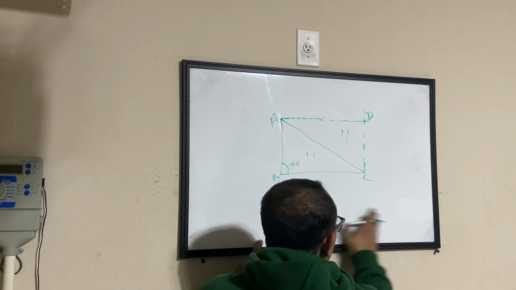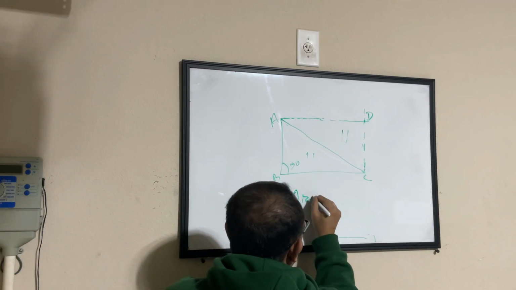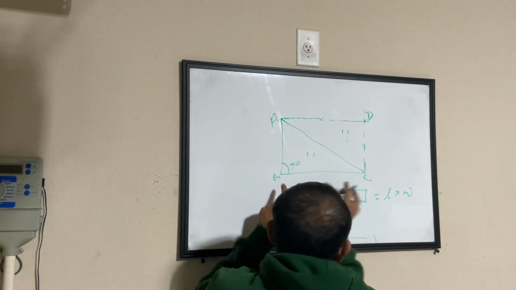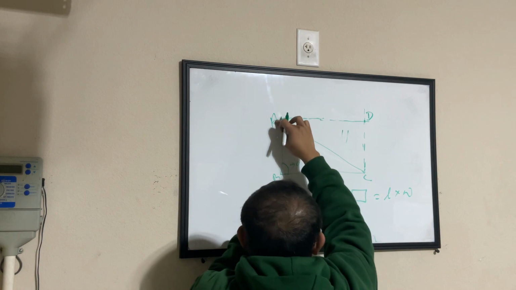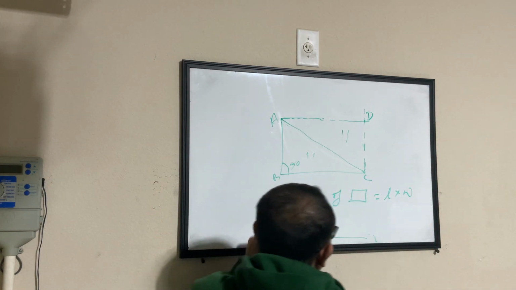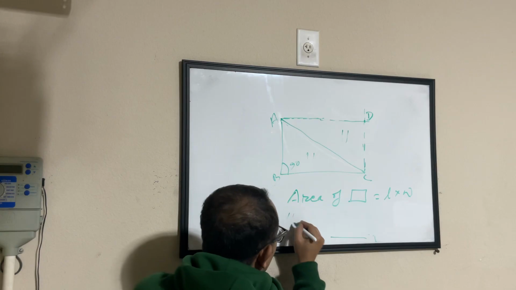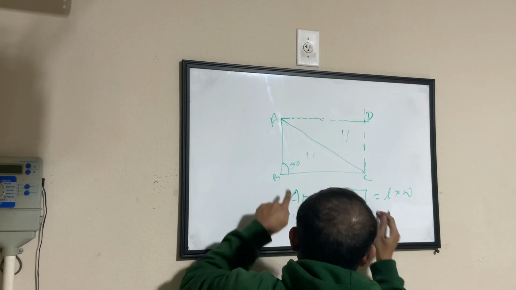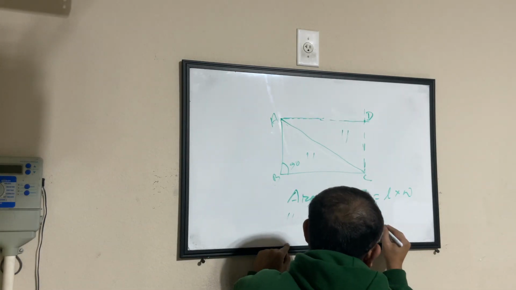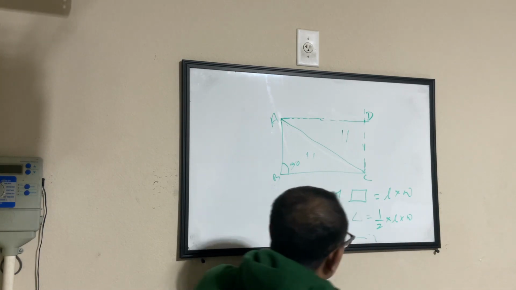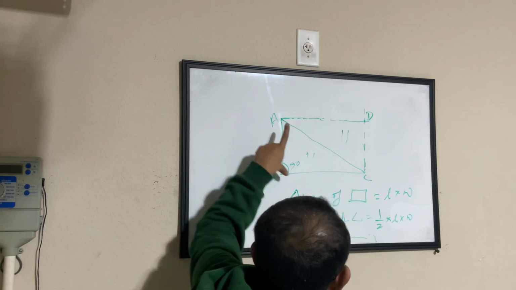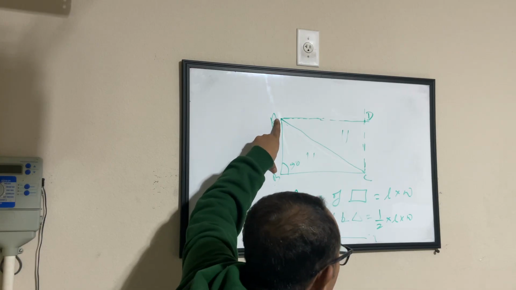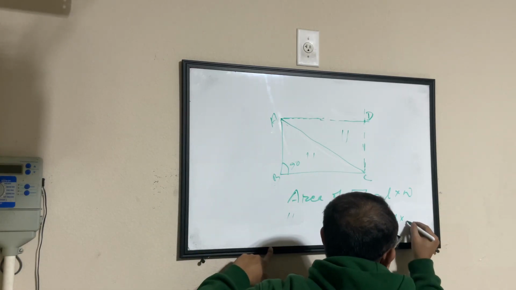So if the area of my rectangle is length into width, or if I say this is base and this is height, let it be width. Area of this right angle triangle will be equal to half of this total area. So half of length into width. Here, this is not a width. In case of a triangle, you don't have a width. You can call this a height. This is the height of the triangle.